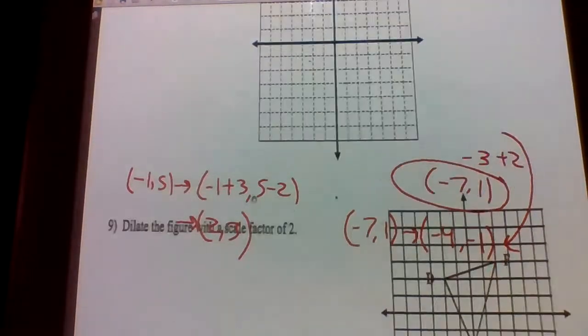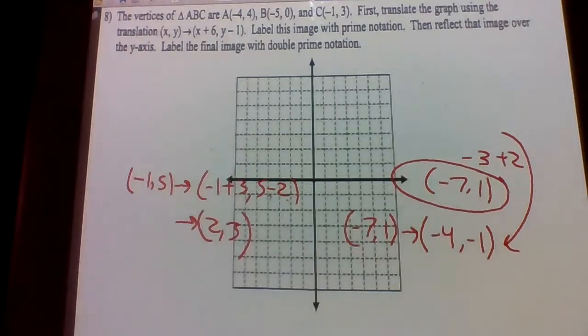8, 9, and 10. So number 8 here, the vertices of triangle ABC are as follows.